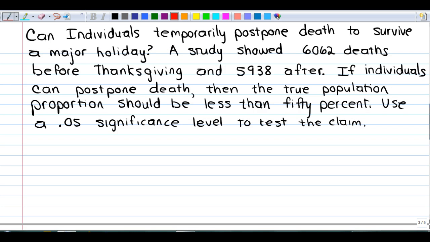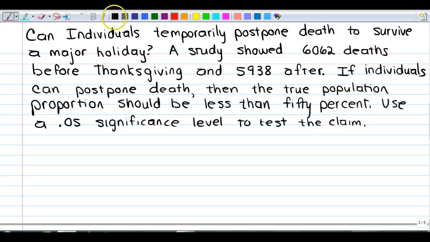Can individuals temporarily postpone death to survive a major holiday? A study showed 6,062 deaths before Thanksgiving, 5,938 after. I don't know about you, but Thanksgiving isn't a major holiday in my life. I would try to survive a wedding or Christmas. Who cares? Thanksgiving? Well, anyway, if individuals can postpone death, then the true population proportion should be less than 50%. Use a 0.05 significance level to test this claim.